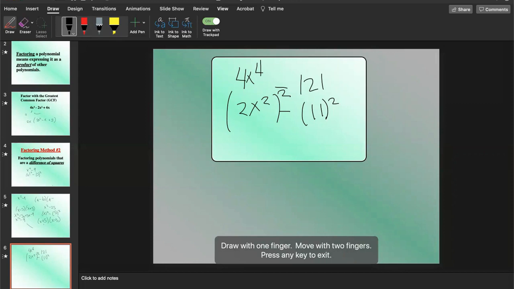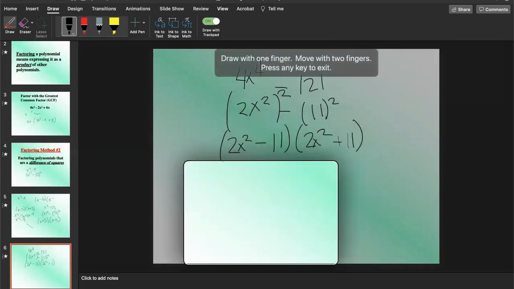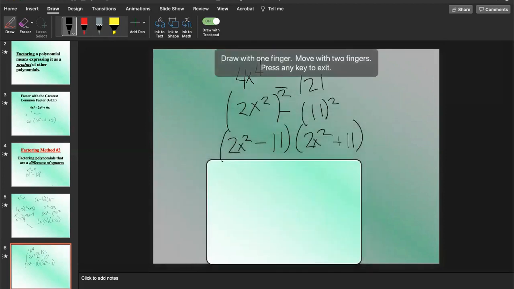And then essentially how this difference of squares factored is going to look like is we're going to get 2x squared minus 11 times 2x squared plus 11, right? And then essentially how we can do this, let's verify this, right? Let's do a double check. It's always good to double check, especially when you're doing these kind of problems at the beginning.